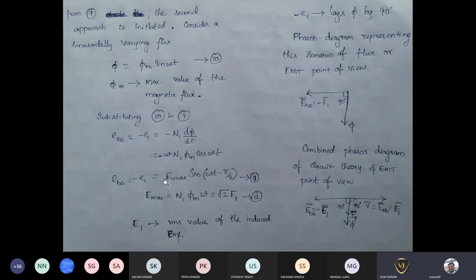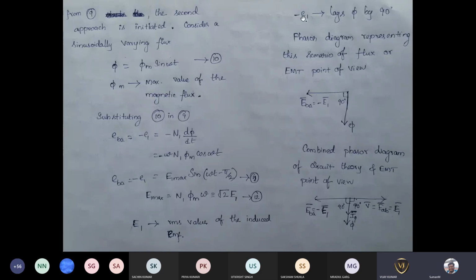That E1 is the maximum value that can be obtained for this induced EMF. Now this E1 is the maximum EMF that is varying in a sinusoidal fashion, and that E1 max can be given by N1 φm and ω. So this complete term can be written as root 2 into E1, because this is the peak value. If you want to write it in terms of RMS, it can be written as root 2 into the RMS value. The RMS value is the E1 that is given here. E1 is the RMS value of the induced EMF.